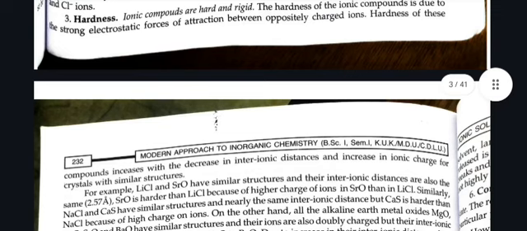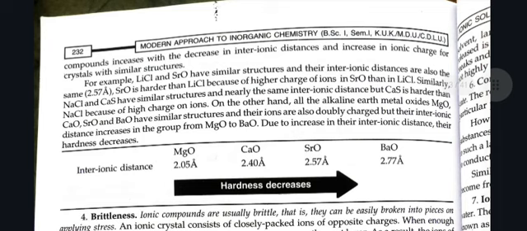Hardness. Ionic compounds are hard and rigid. The hardness of the ionic compound is due to the strong electrostatic force of attraction between oppositely charged ions. Hardness of these compounds increases with the decrease in interionic distances and increase in ionic charge for crystals with similar structure. For example, LiCl, lithium chloride, and strontium oxide have similar structures and their interionic distances are also the same, that is 2.57 angstrom. Strontium oxide is harder than lithium chloride because of higher charge of ions in strontium oxide than in lithium chloride.